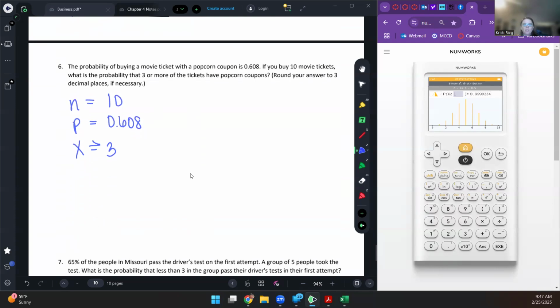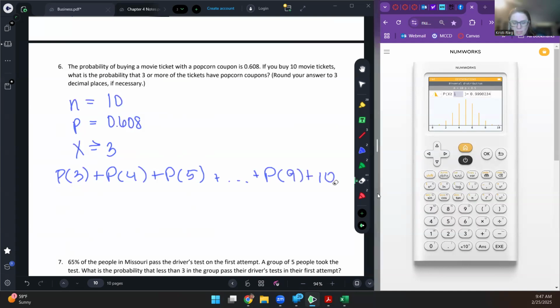I gave you a ton of space on the back because we used to do this the long way. So P is greater than or equal to 3, just as a reminder of what the long way was. Means we need the probability of 2, 3, 4, 5, 6, 7, 8, 9, and 10. Oopsies. That should say probability of 2, 3, 4, 5, 6, 7, 8, 9, 10. That's 8 different problems that we would have to do.